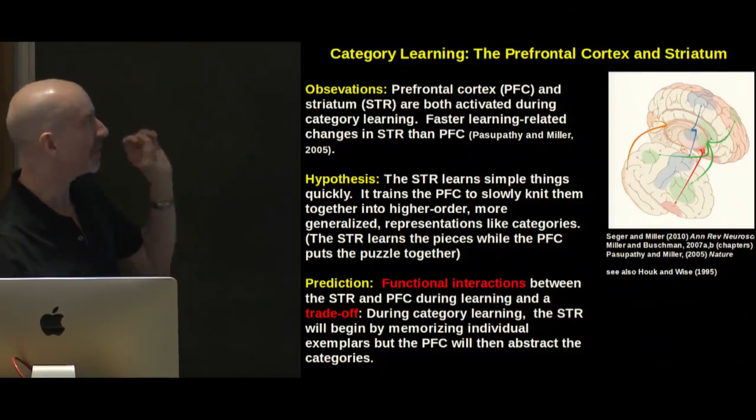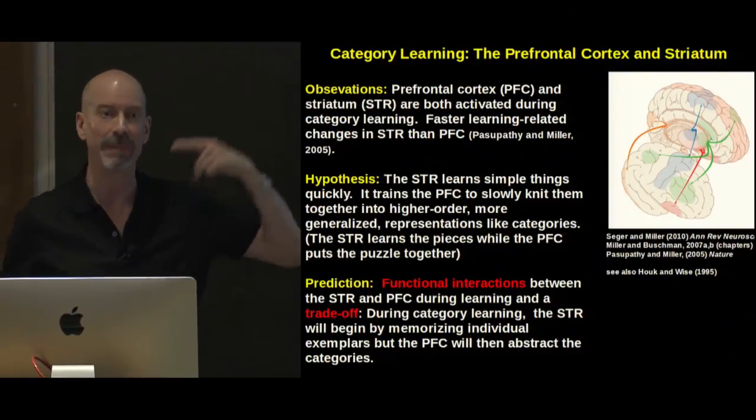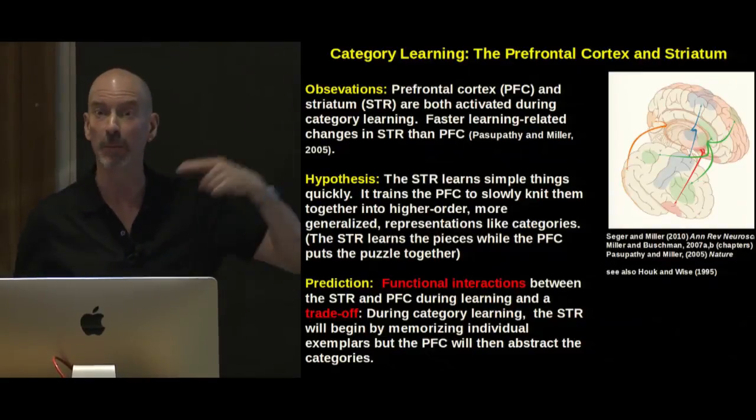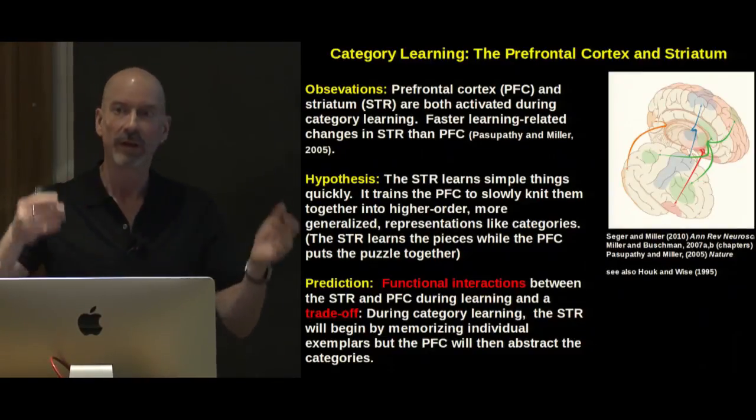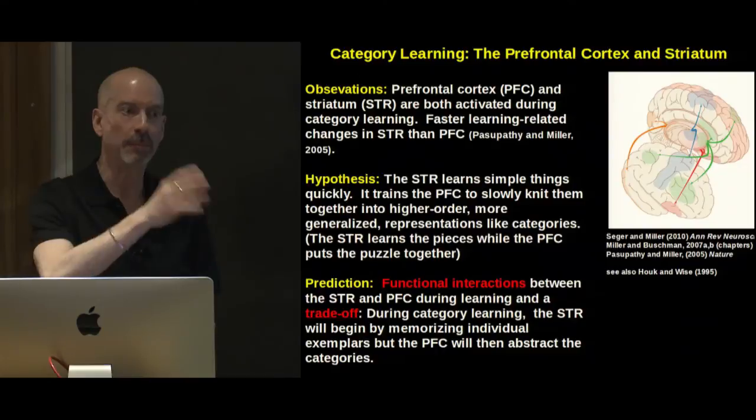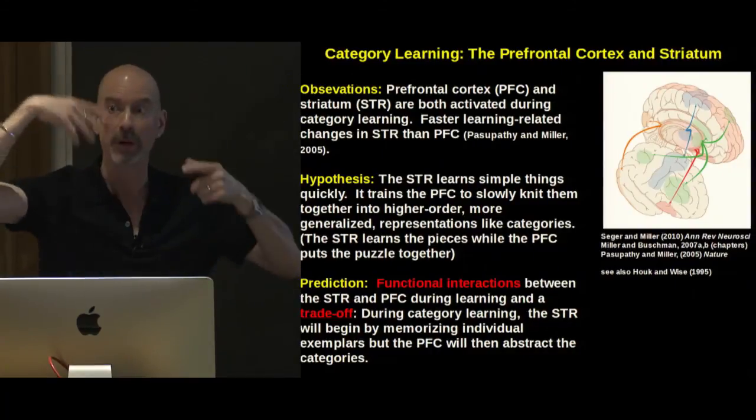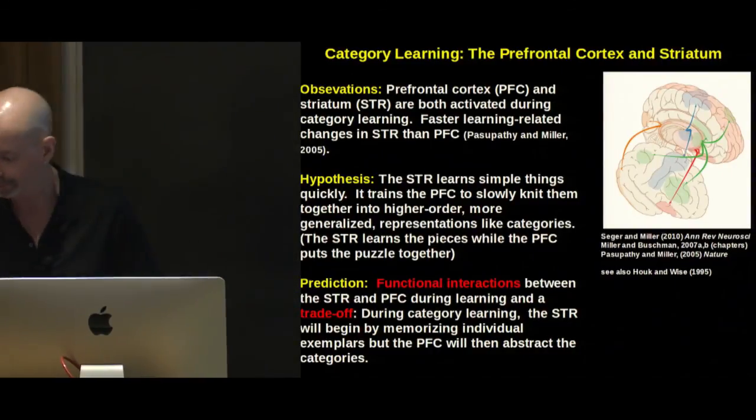So what we're suggesting here is that during the initial phase of learning, when everything's just trying to be memorized, the striatum is leading the ball game. And then when the category actually starts to get formed, that's the prefrontal cortex beginning to form the category based on the things the striatum sends to it.